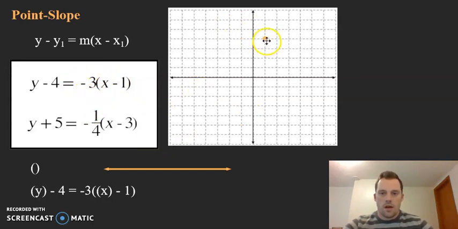So that means I can go down 3. Remember, down is the negative direction, and to the right 1 because that's positive. So -3 over +1 is the same as -3. I'm going to continue doing that a couple more times. Down 3 over 1, down 3 over 1. I can also go up 3, which is positive, and left 1, which is the negative direction. So +3 divided by -1 is also -3.